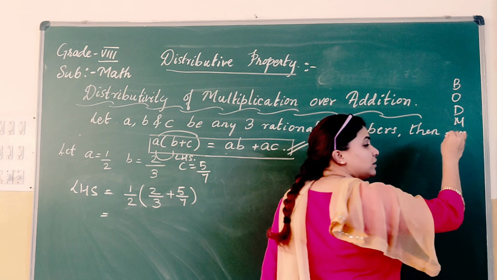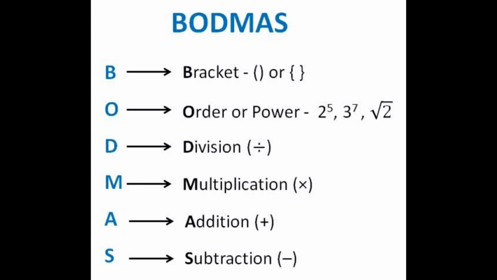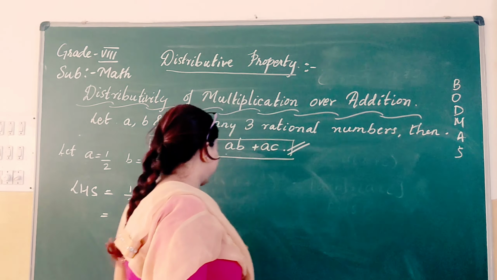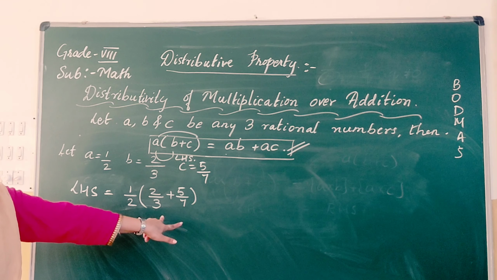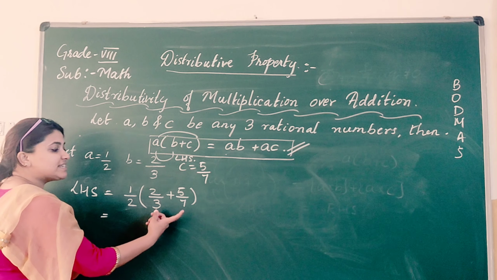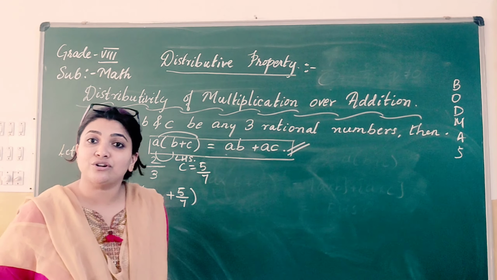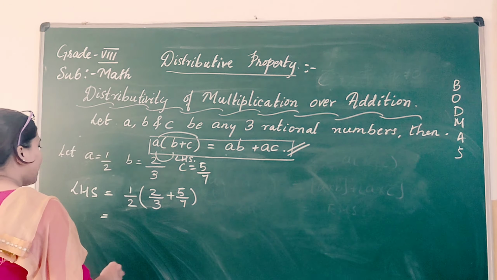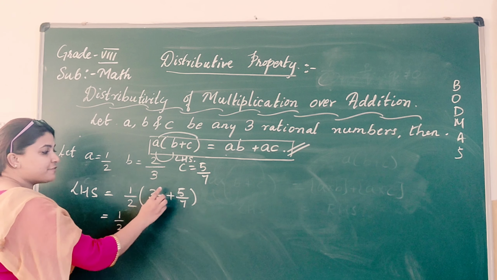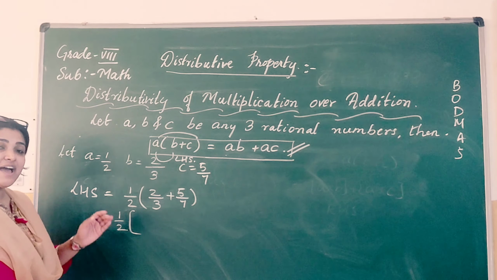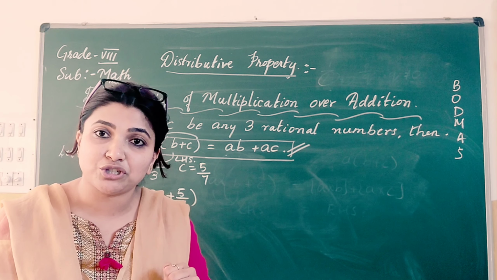BODMAS. What does the rule of BODMAS say? Bracket, division, multiplication, addition and subtraction, right? So first I have to solve my brackets. Why? According to the rule of BODMAS, brackets first. So first I'll solve what is inside my bracket. We all have studied the addition of rational numbers. You've solved so many examples based on addition of rational numbers. Okay, so now 1 by 2 I'll write as it is. First I will solve what is inside, right? Now, addition of rational numbers, if I have to add any two rational numbers, my denominators should be the same.